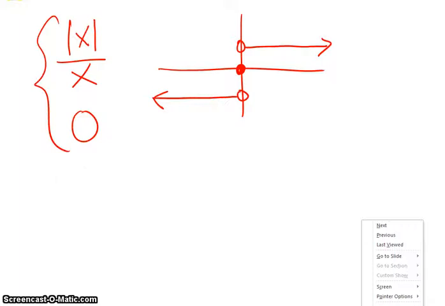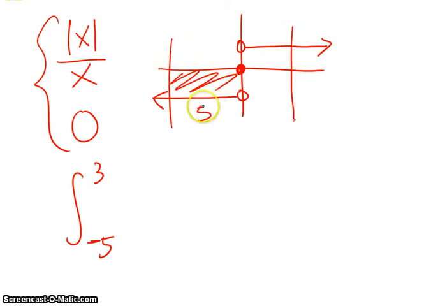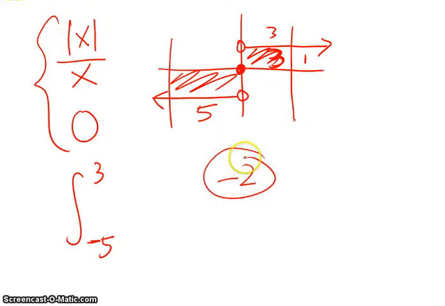The question asks for the value of the integral from -5 to 3. So from -5 to 3, the area here will be 5 and the area here will be 3, because it's 1 times 3. So the total area will be 8, but the integral will be -2. That will be the answer. Again, the integral has a sign, positive or negative, but for area they just want the area, not the sign. So you need to read the question carefully.